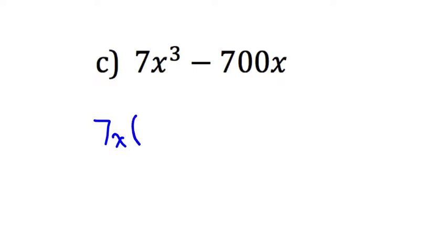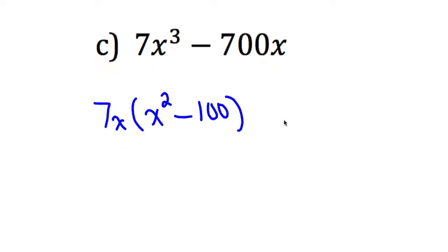So what are we left with? Well, 7 divided by 7 is 1. If I started with x to the third and I took 1 x out, I'm left with x squared. Minus 700 divided by 7 is 100. I started with an x, but I took that x out, so I have no x's left. So that is my first step. This right here is my step of doing the GCF.